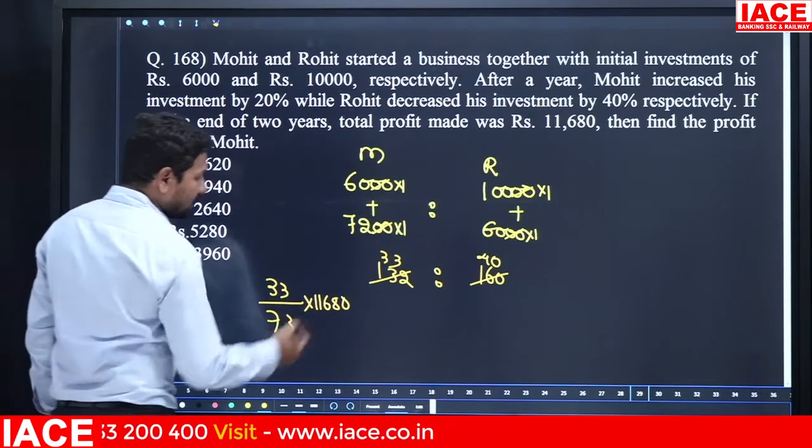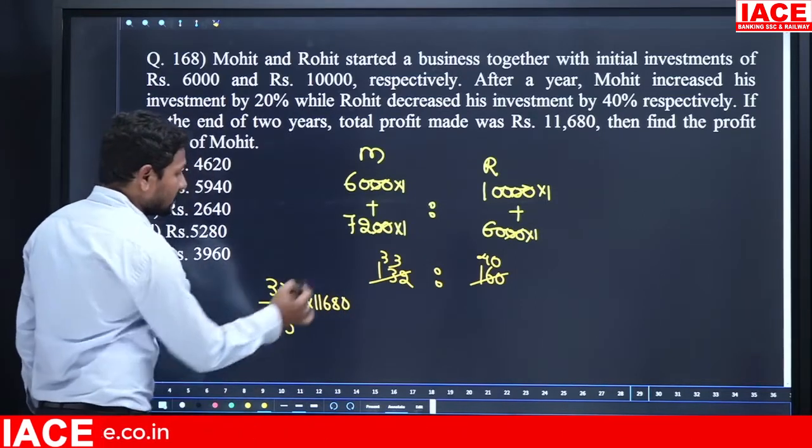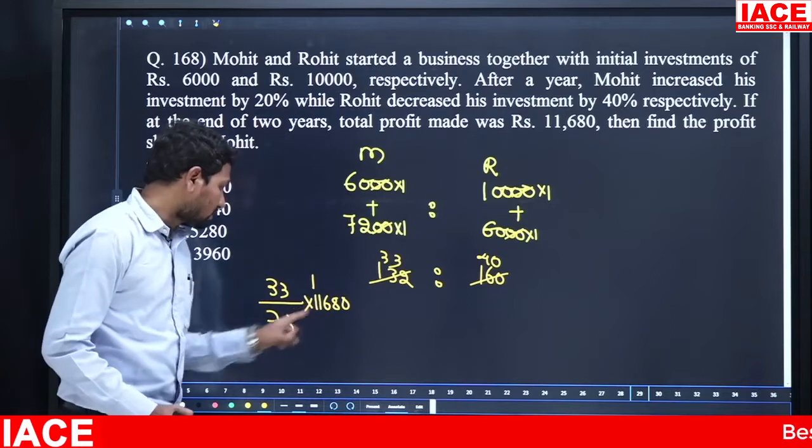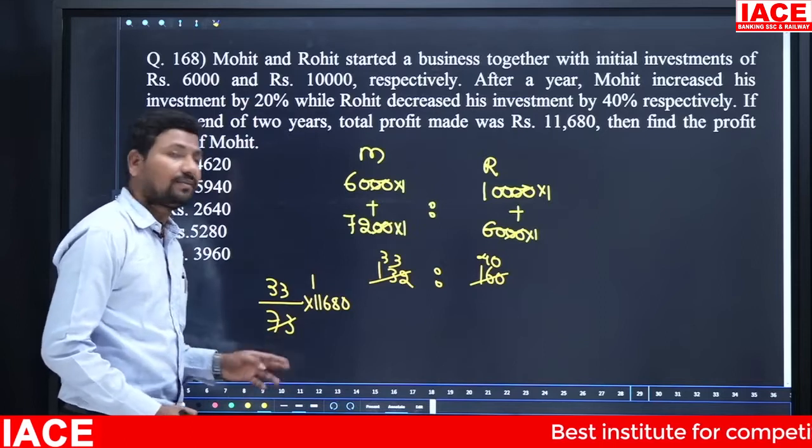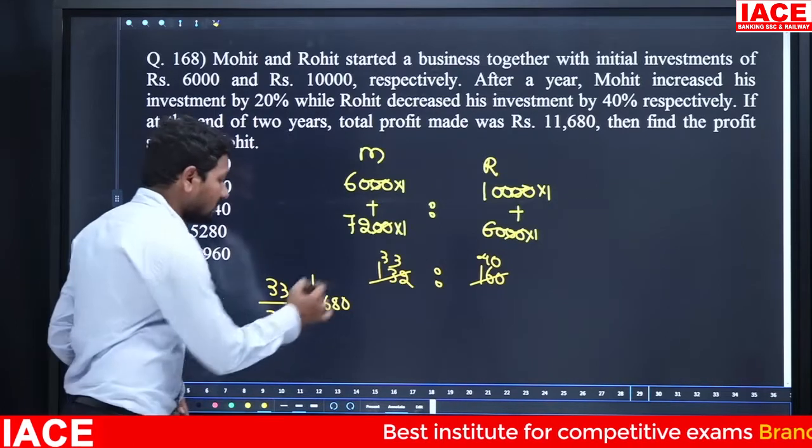11680. And 73 to 11680, how many times? 73 ones are 73. Remaining value is how much? 6 minus 3 is 3. 11 minus 7 is equal to 4, bring down 0. 43, 438. 438 means what is the number to multiply? 6 sevens are 42. It means how many times?